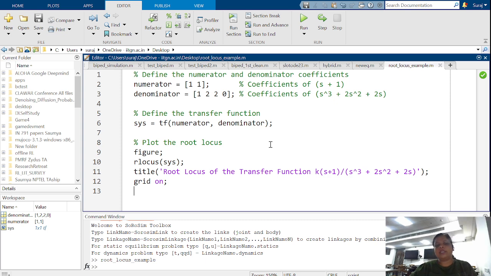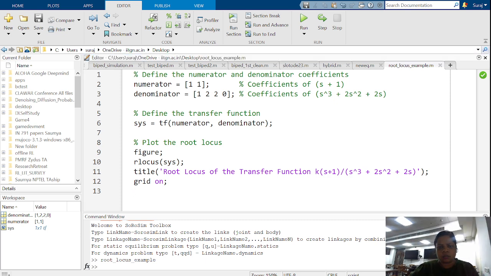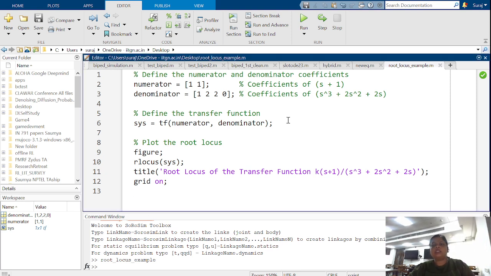Okay, so you can see this MATLAB screen. This is the code for the same example that you have. I have defined the numerator and denominator here. Now how are the numerator and denominator defined? What was your numerator? It was k into s plus 1, right? So for s plus 1, the coefficient of s is 1, and the constant is already 1. You define it in order of the polynomial from the highest power of s to the lowest power of s. So it is 1 1.